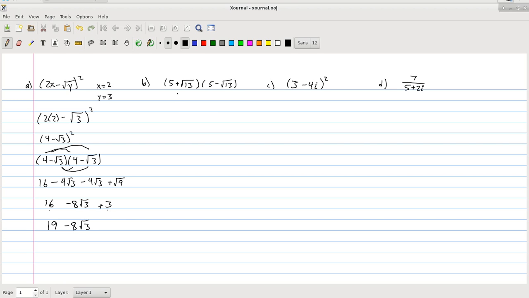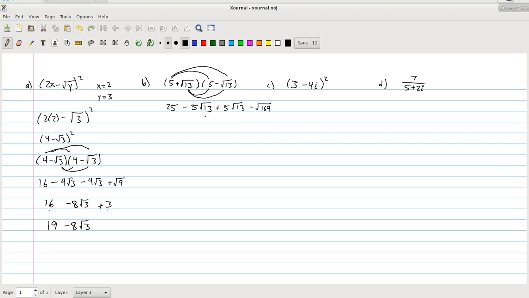B, 5 plus radical 13 times 5 minus radical 13. This one is already written out in a convenient manner, so we can just distribute. We distribute 5 to both terms, so 5 times 5 is 25. 5 times negative radical 13 is minus 5 radical 13. Now the 5 is done. Radical 13 will distribute to both terms. Radical 13 times 5 is positive 5 radical 13. And then radical 13 times negative radical 13 is negative radical 169.